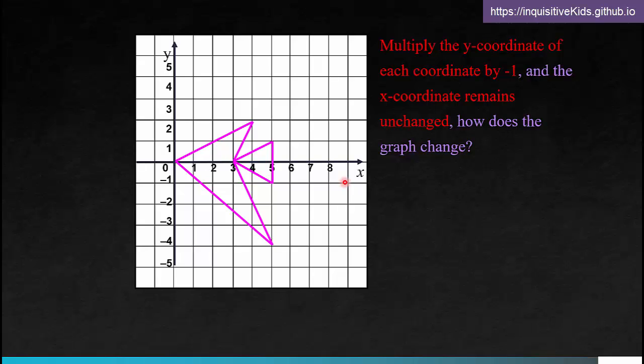Multiply the y-coordinate of each coordinate by negative 1, and the x-coordinate remains unchanged. How will the graph change that way?